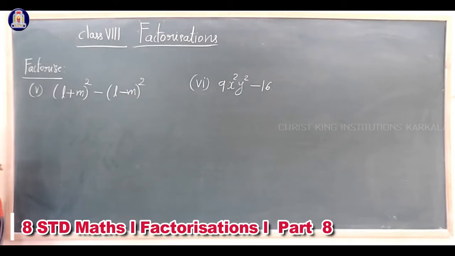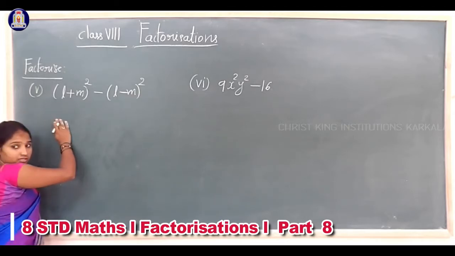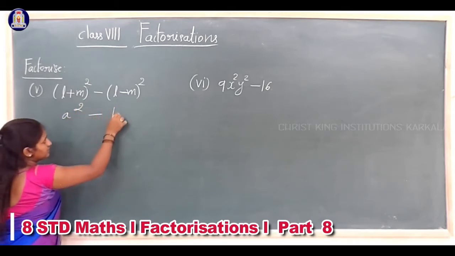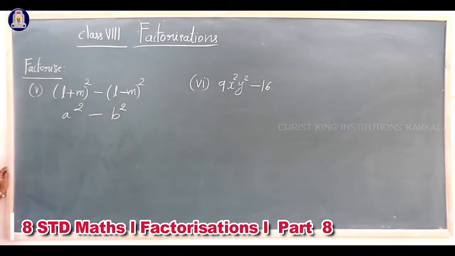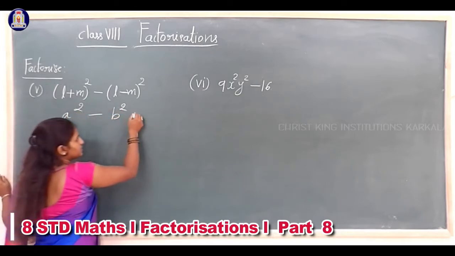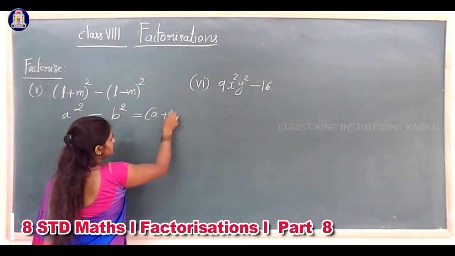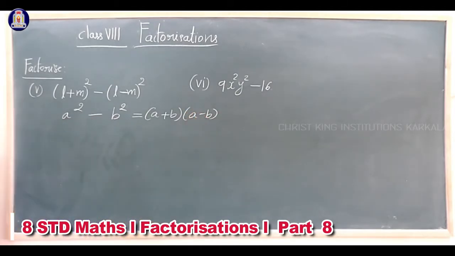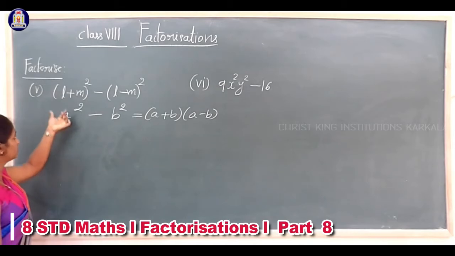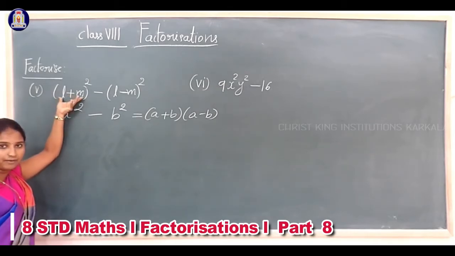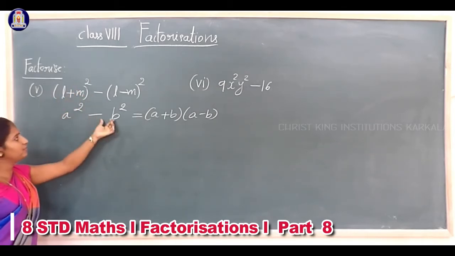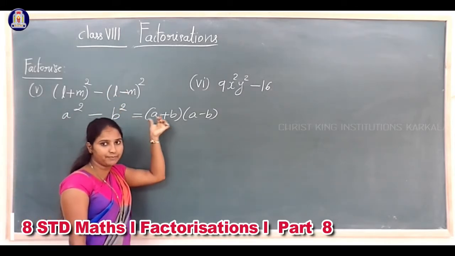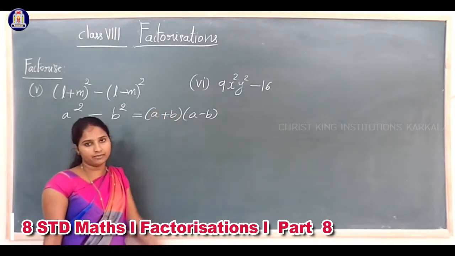Or else you can use the third identity, that is a square minus b square. A square minus b square can be written as (a + b) into (a − b). This is the third identity. Now, can you say what is a? a is (L + m), and b is (L − m). So you must write in this form, (a + b) into (a − b).